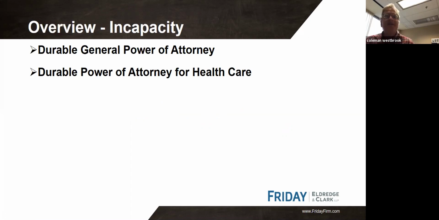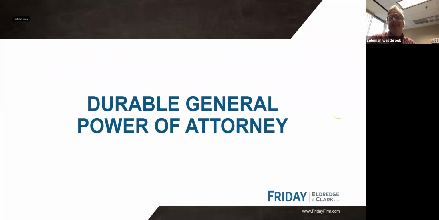There are two very important documents. Most people probably think about wills and trusts, but in my opinion these are the two most important documents for you to have, because they deal with you while you're living but unable to make your own decisions. They are a durable general power of attorney and a durable power of attorney for healthcare. Next slide: durable general power of attorney.